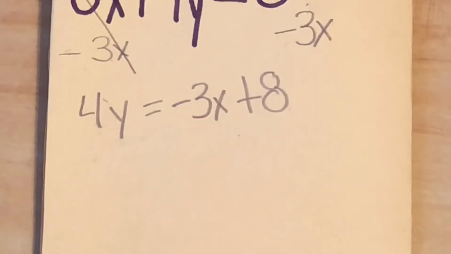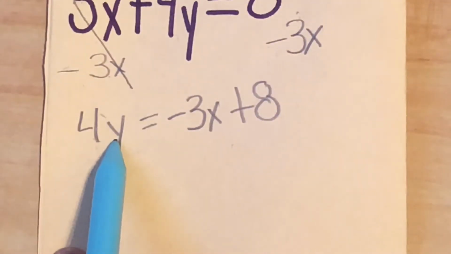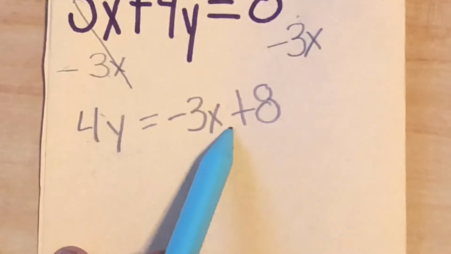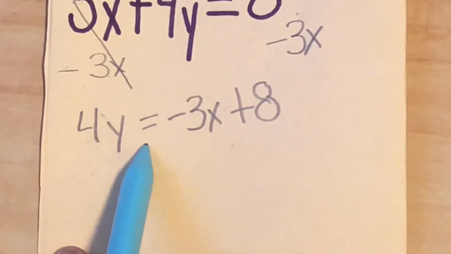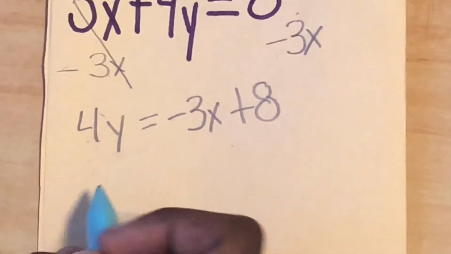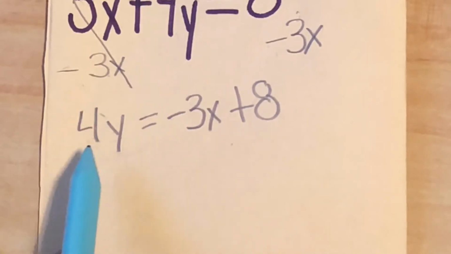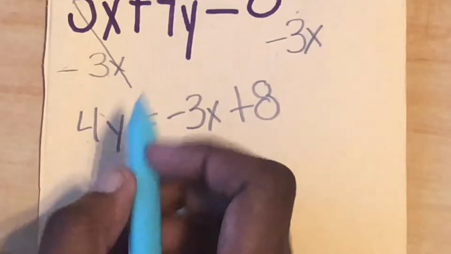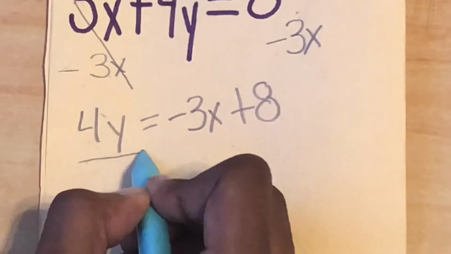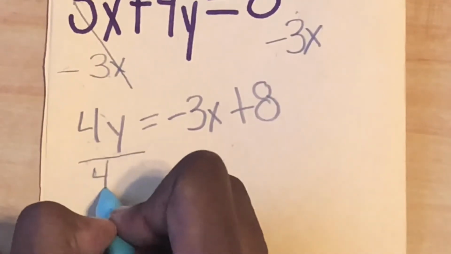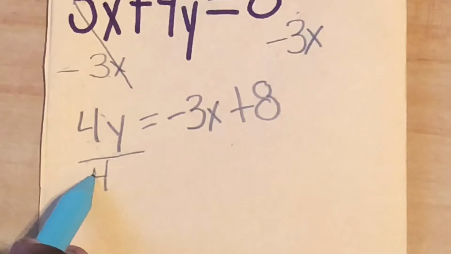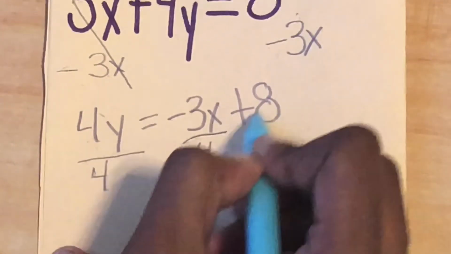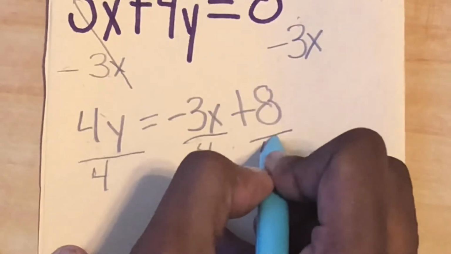So our next step is to get y by itself. In order to do that, we need to get the 4 to be on the other side of the equal sign. So in order to do that, we got to do its opposite. So here it's multiplying. So the opposite of multiplication would be division. So we're going to divide 4. And whatever we do on this side, we want to do on this side. So we're going to put divide 4 and divide 4.